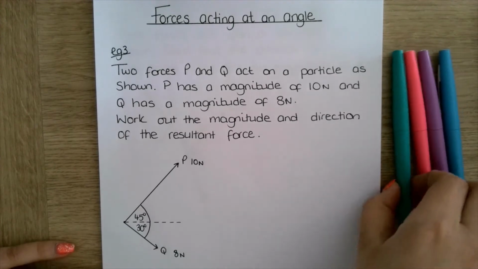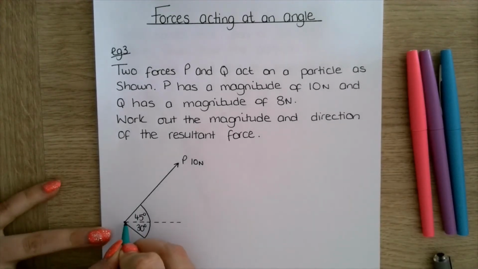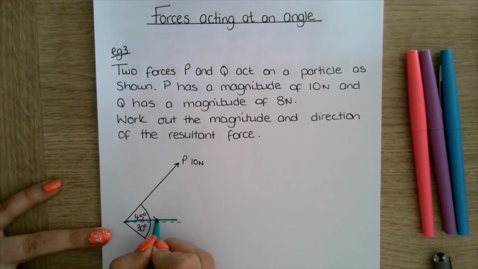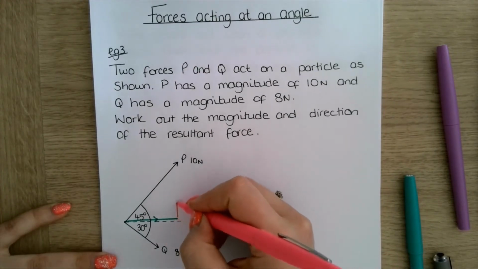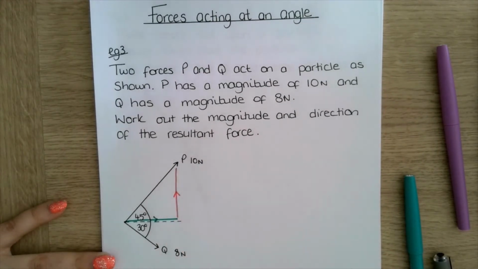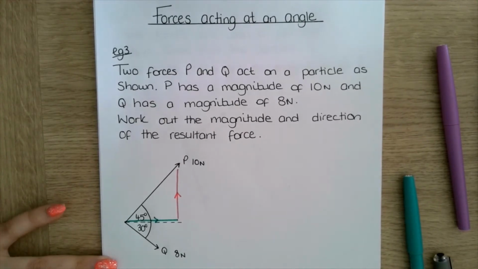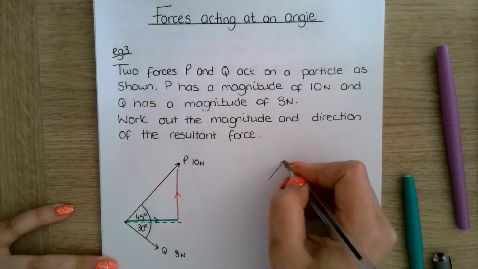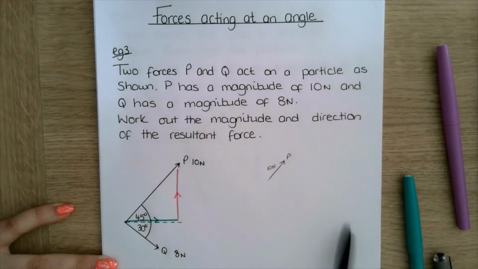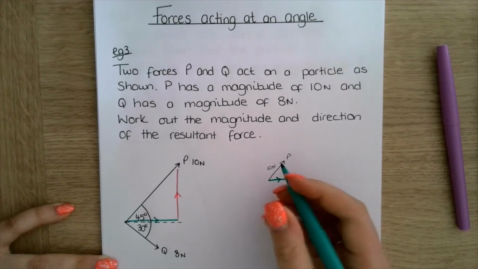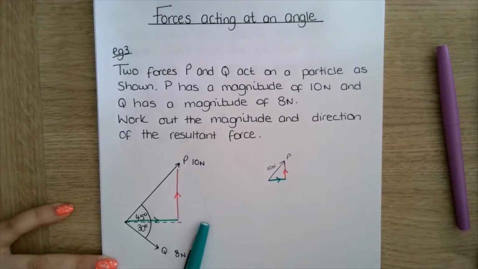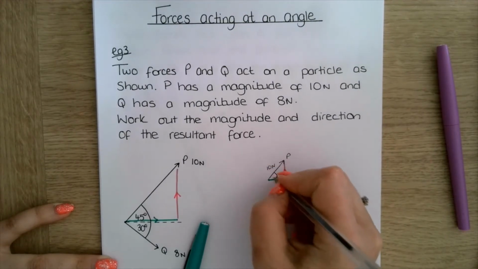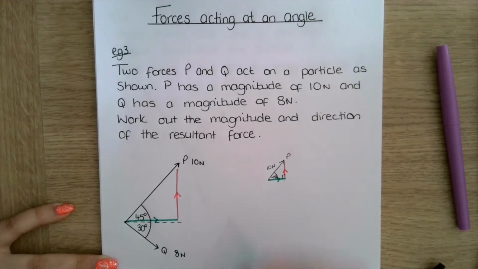So if I look at force P, I have got the horizontal component here and the vertical component here. You can see my arrows to show the direction. So as I have shown you in the lesson, where I have got P, which is 10 newtons, this is my horizontal and this is my vertical. And my angle here is 45 degrees. This is the adjacent and this is the opposite.